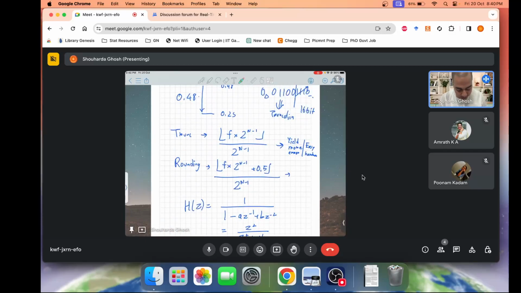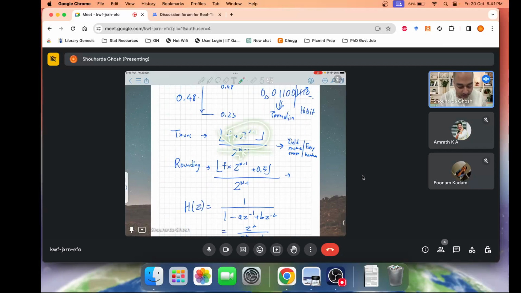So in summary, truncation: coefficient multiplied by 2 to the power n minus 1, floor of that divided by 2 to the power n minus 1. Rounding: coefficient into 2 to the power n minus 1 plus 0.5, floor of that divided by 2 to the power n minus 1.